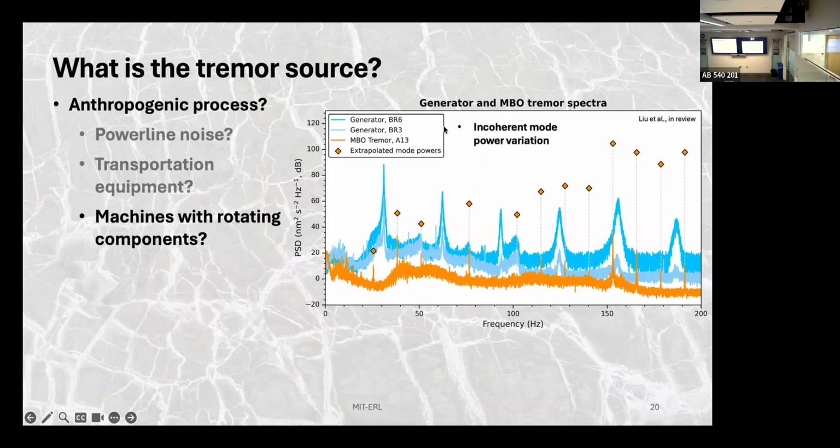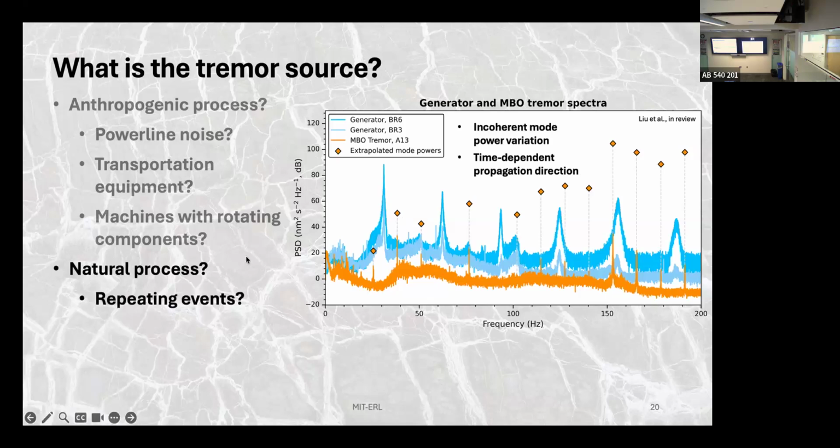And on top of that, we also saw incoherent mode power variation, which cannot be generated by a rotating machine, since the rotating process is inherently repeating. And also, a distant machine cannot generate the time-dependent propagation directions observed for our tremor. So that basically excludes all known anthropogenic processes. So we probably need a natural process for our signals.